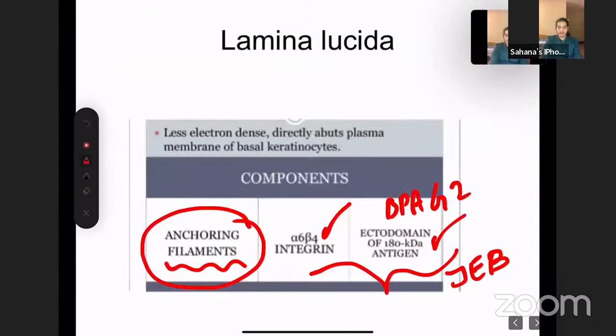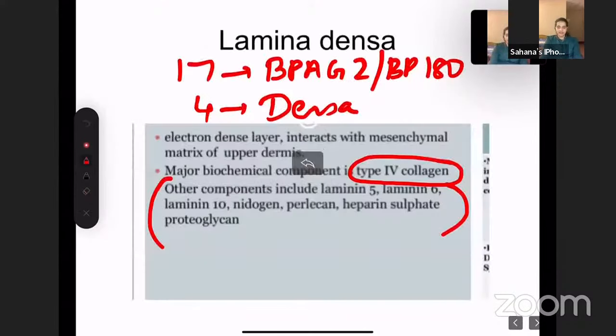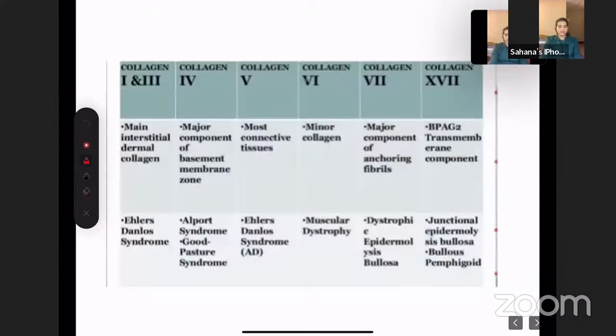Realize that when I talk about epidermolysis bullosa. So Lamina Densa, like I said, is mainly type 4 collagen. These are all the disorders of some of the types of collagen. I'm sure all of you know about these two conditions, Alport syndrome and Goodpasture syndrome. That happens because of the basement membrane damage of the renal tubular epithelium.